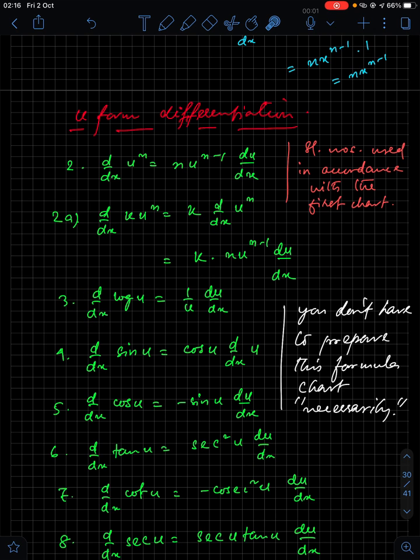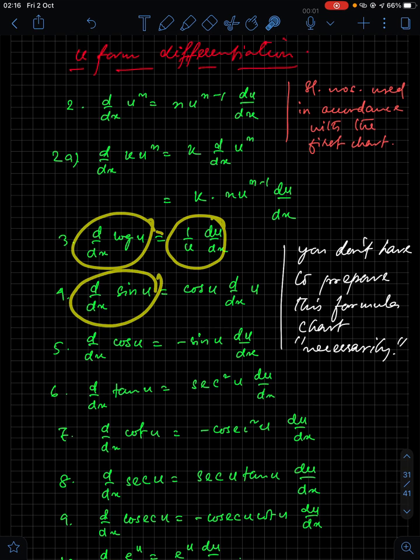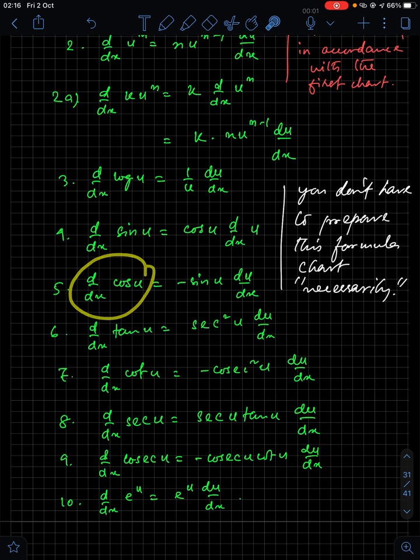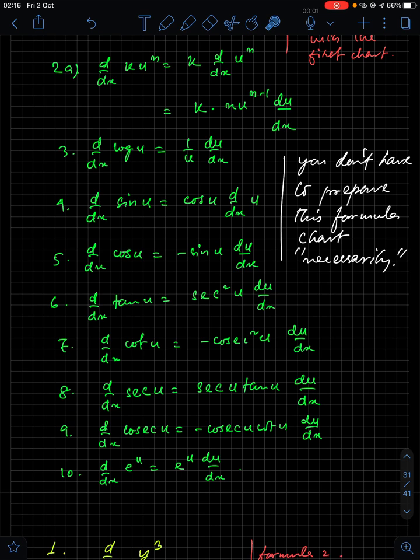Okay, so the next formula, d/dx of log u. So d/dx of log x was 1 by x just, right? So d/dx of log u is 1 by u d/dx of u again. d/dx of sin u is cos u d/dx of u. d/dx of cos u is minus sin u d/dx of u. So previously you had d/dx of cos x as minus sin x only. In accordance with the present form, we could write d/dx of x again, which would definitely give us 1. So next, d/dx of tan u.